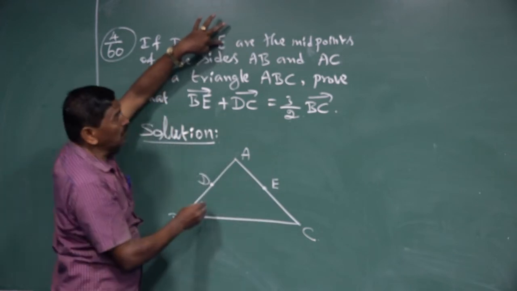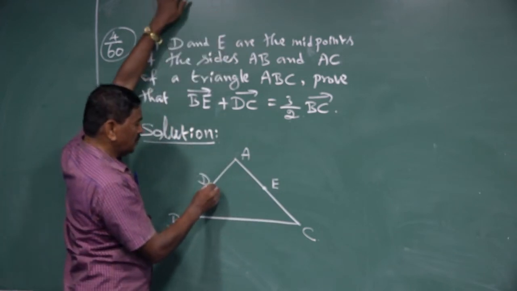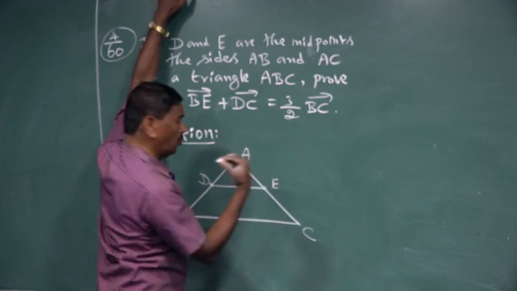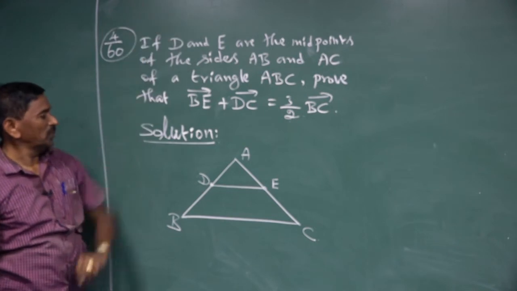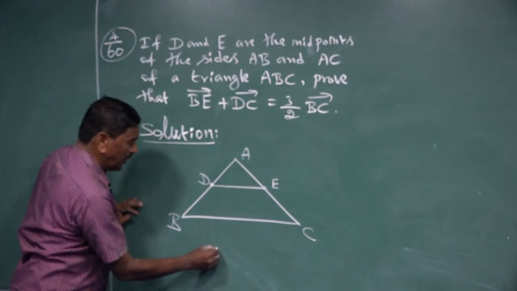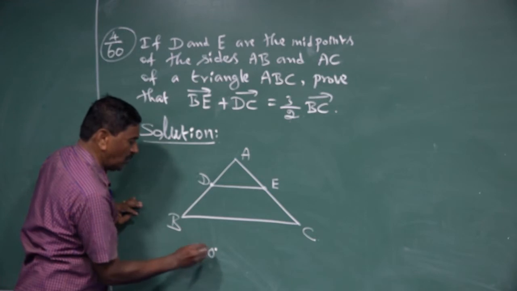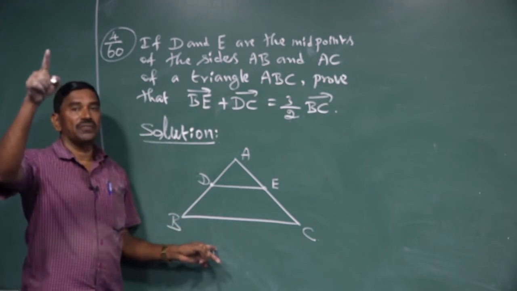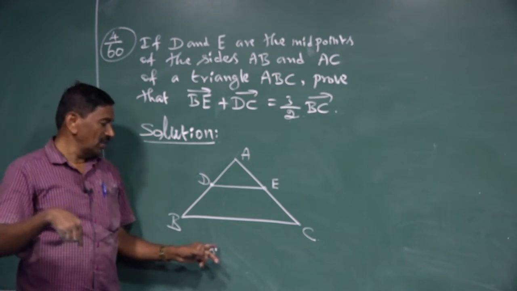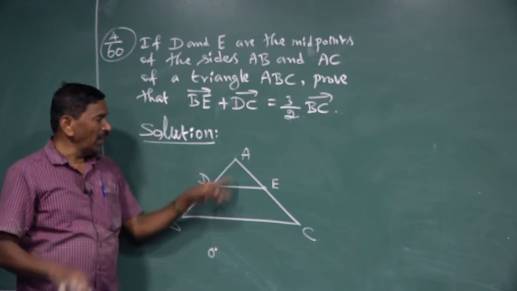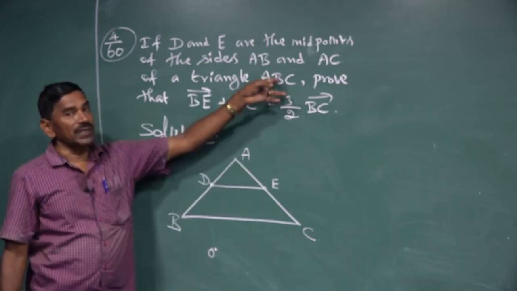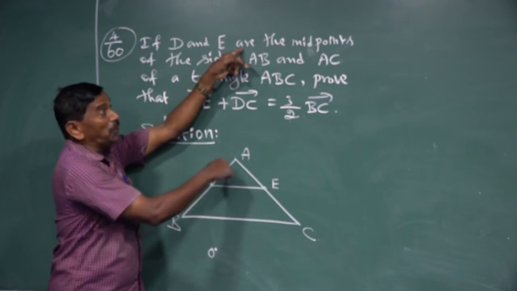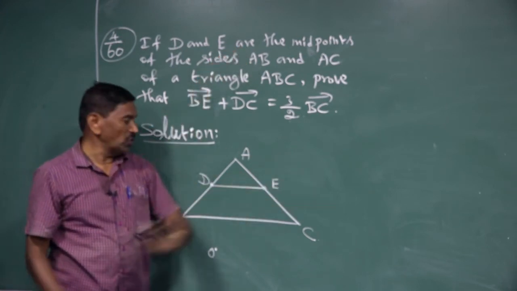Now, join DE. Now let O be the origin of vectors. The origin is anywhere, that is, O is the point of intersection of the x-axis and y-axis. Let ABC be a triangle given. Let D and E be the midpoints of the sides AB and AC respectively.